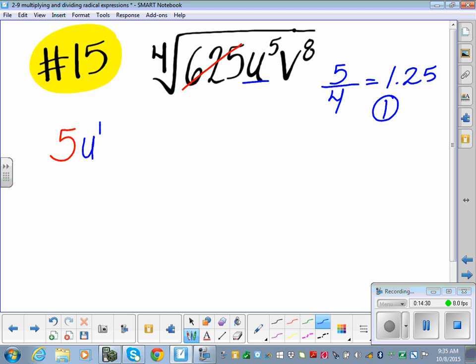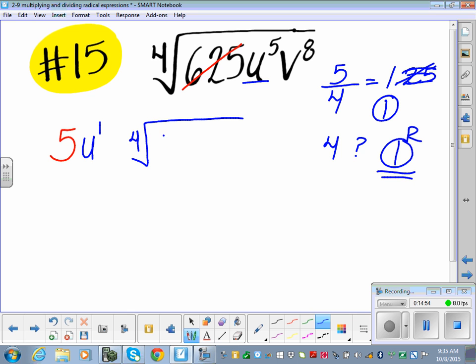remaining. Now ignore the 0.25. It went into it once, so 4 times 1 is 4. How many to get back to 5? 1. So our remainder was 1. So then that's what's remaining under the house. So we're still going to have our 4th root, and remaining is a u to the first. Did that make somewhat of sense? It'll get better with practice.